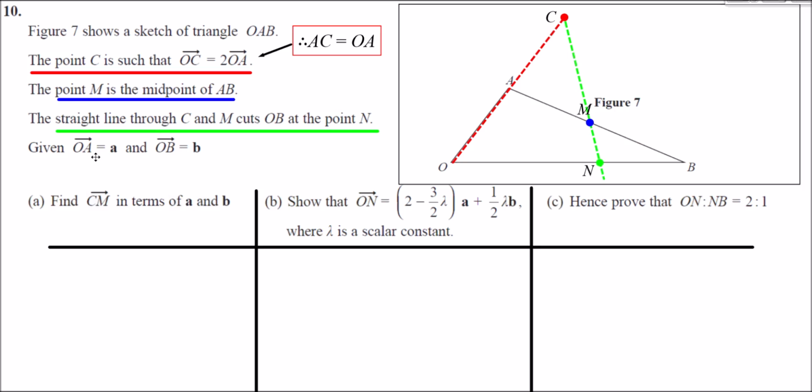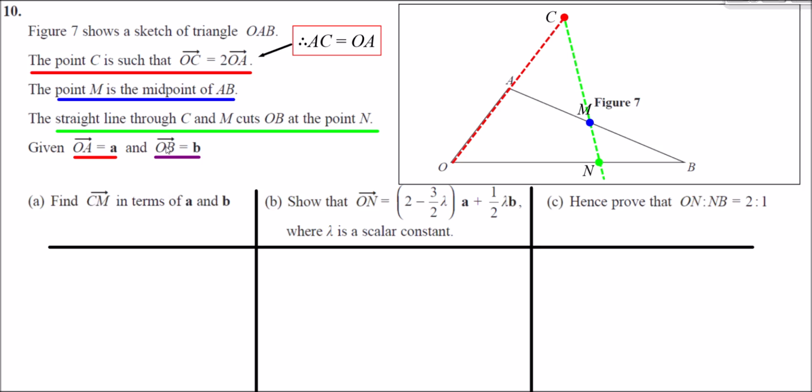We're also told that from O to A is vector A, and from O to B, we're going to label that as vector B. So in terms of colour coding those, if I just add in vectors parallel to OA in a red colour, and vectors parallel to OB in a purple colour. So first of all, what we need is to find the vector CM in terms of A and B.